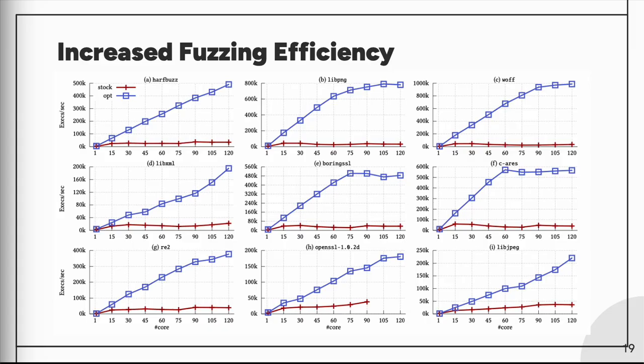libfuzzer showed similar results with better scaling, specifically for libpng and boring SSL compared to the base version of libfuzzer. So these results show that their hypothesis was true. They could boost performance by adding in these different operating primitives.